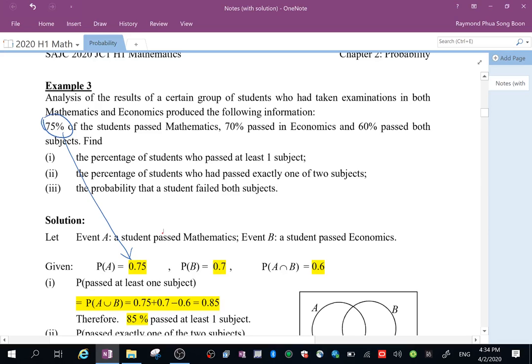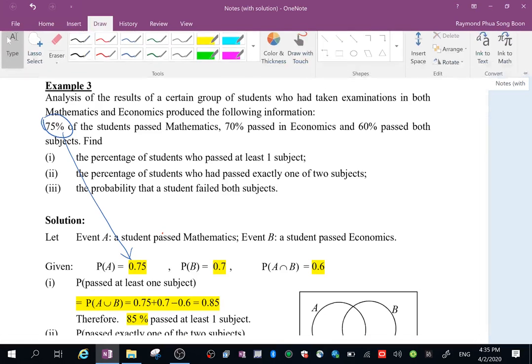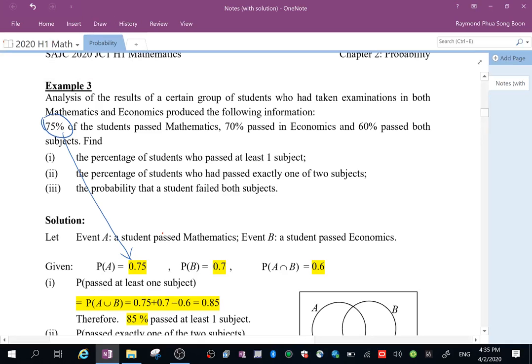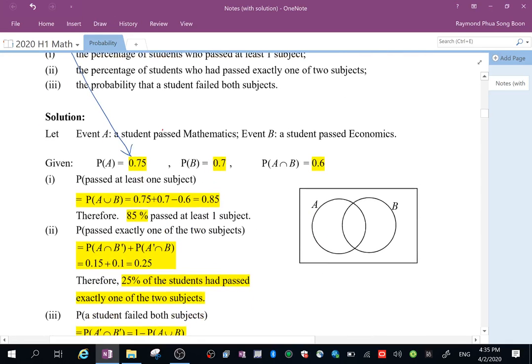All right, so let's look back at part 1, percentage of students who pass at least one subject. So first of all, you have to find the probability of a student passing at least one subject. So it will be probability of A union B. All right. So let's recall, how do we find probability of A union B? That will be P(A) plus P(B) minus P(A intersect B). All right. So all the values are given already in the question. You know what is P(A), you know what is P(B), you know what is P(A intersect B).